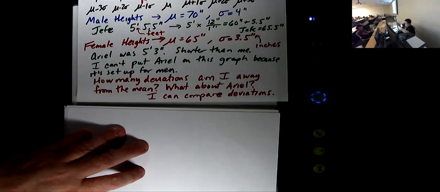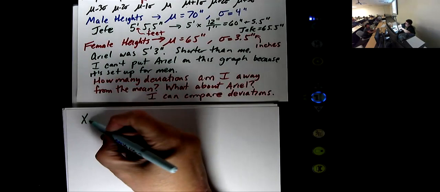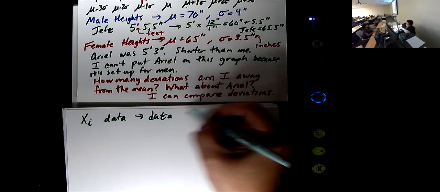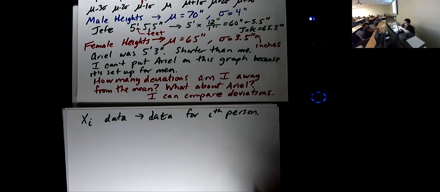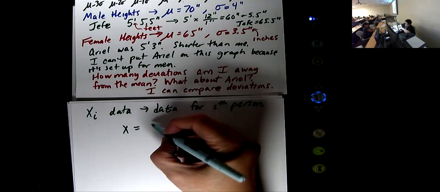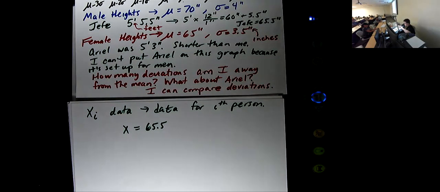To motivate this, I'm going to do a little bit more. Remember, I kept going on about the x_i data, which represented the data for the ith person. Well, that's me here. My x score is 65.5. Is it a comma or a c for the ith? It's an i.